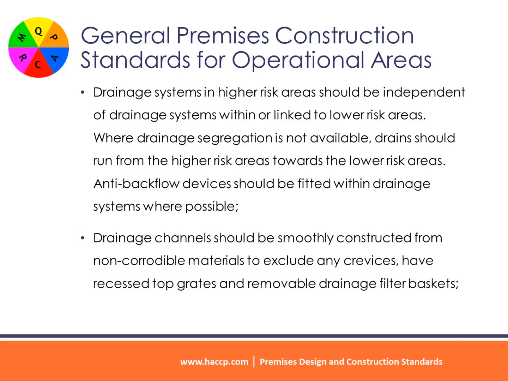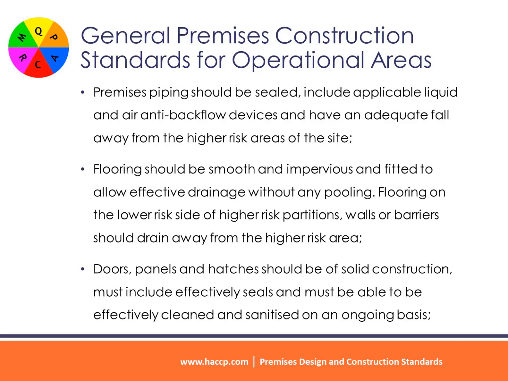Drainage channels should be smoothly constructed from non-corrodable materials to exclude any crevices, have recessed top grates and removable drainage filter baskets. Premises piping should be sealed, include applicable liquid and air anti-backflow devices and have an adequate fall away from the higher risk areas of the site. Flooring should be smooth and impervious and fitted to allow effective drainage without any pooling. Flooring on the lower risk side of higher risk partitions, walls or barriers should drain away from the higher risk area. Doors, panels and hatches should be of solid construction, must include effective seals and must be able to be effectively cleaned and sanitized on an ongoing basis.